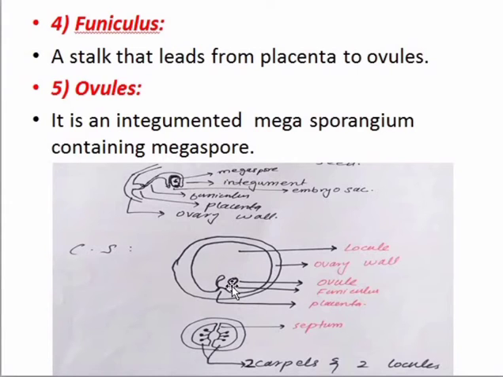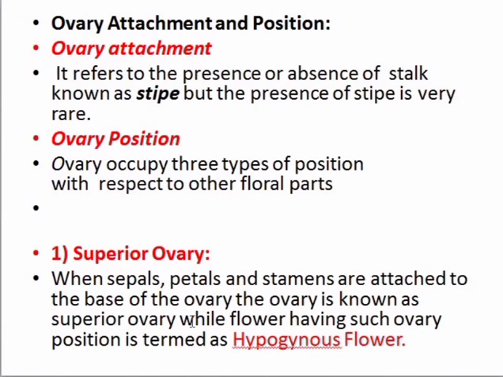This is the locule, the ovary chamber. This is the ovary wall. This is the ovule, which is attached with the help of the stalk, funiculus, to the placenta. Look at this structure here. This is shown as a septum, that is the ovary partition wall that divides the ovary into two parts, two carpels, because there are two placenta, so there are two carpels and two locules, there are two chambers.